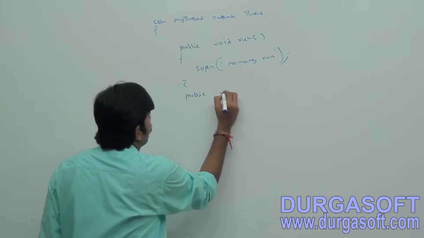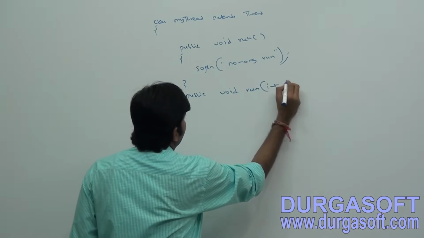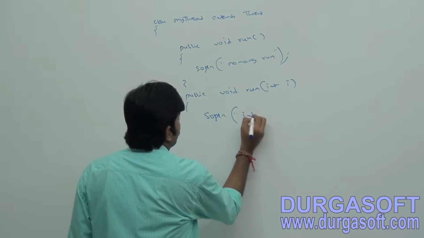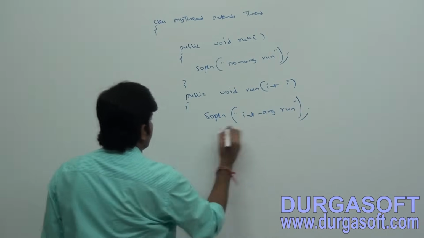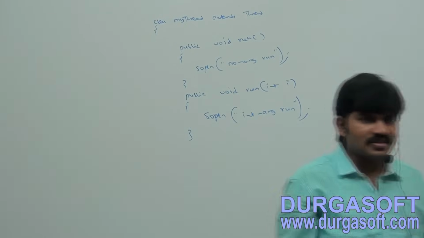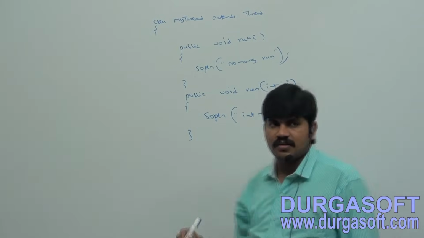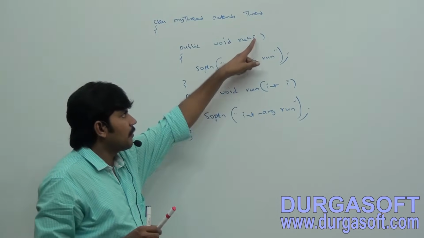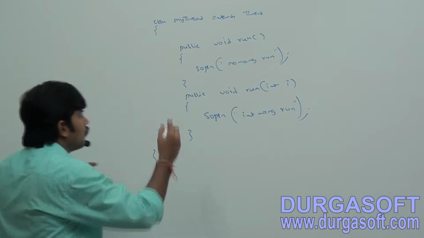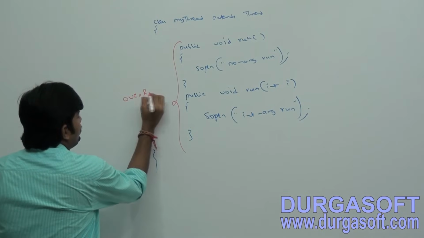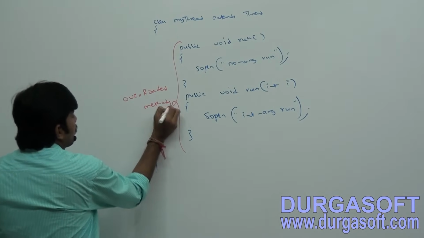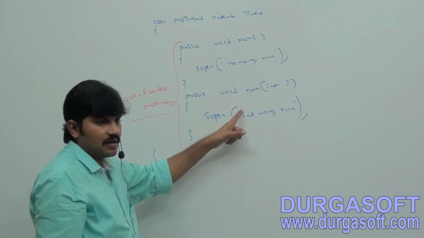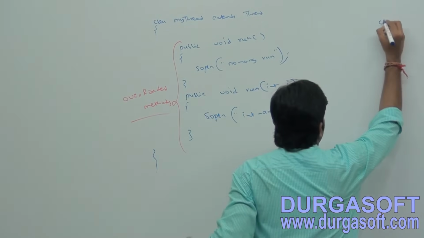Next, public void run(int i), System.out.println int arg run. So in total how many run methods are there? Two run methods. The no arg run method is there, and the int arg run method is there. Do you know what this concept is? It is nothing but two methods having the same name but different argument types. This concept is overloading. These two methods are overloaded methods. Can you tell whether the overloading concept is applicable for the run method or not? Yes, boss.